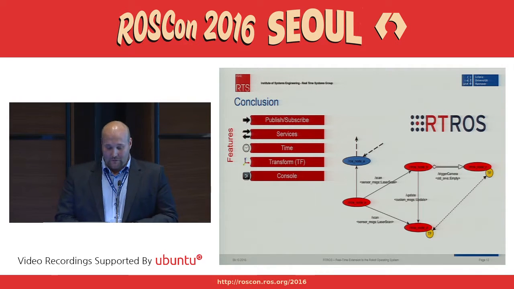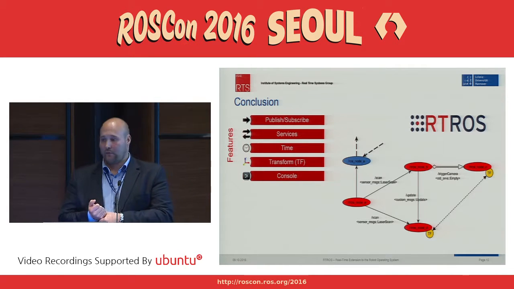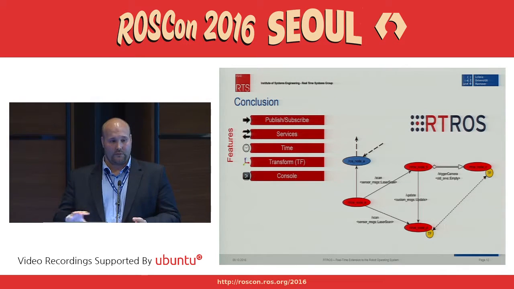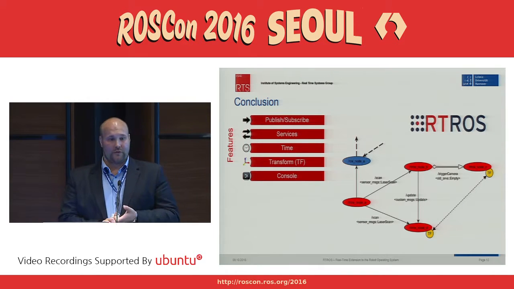So, to show you a little overview of what is currently possible, you can use publish and subscribe. Well, not all publish and subscribe options, but I believe the main ones. Services are possible. You have access to ROS time, rate, and all functions needed to control your node. We ported the transform library, which works quite well, and you have access to the console.